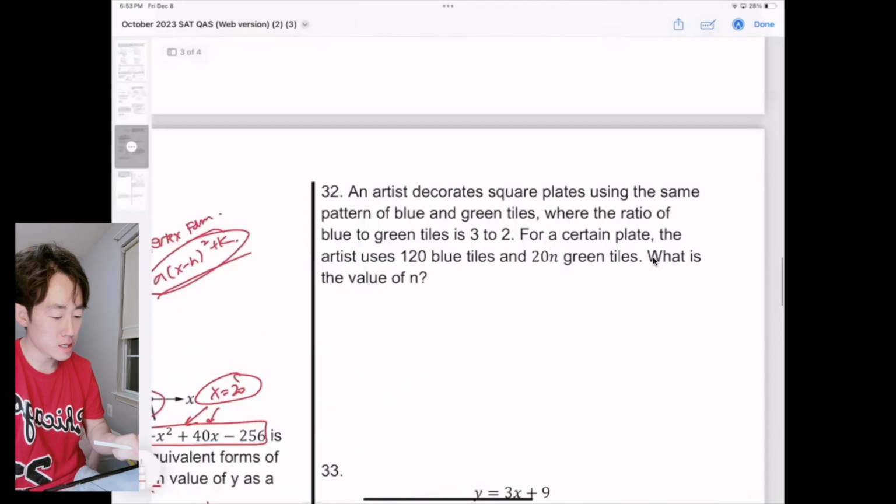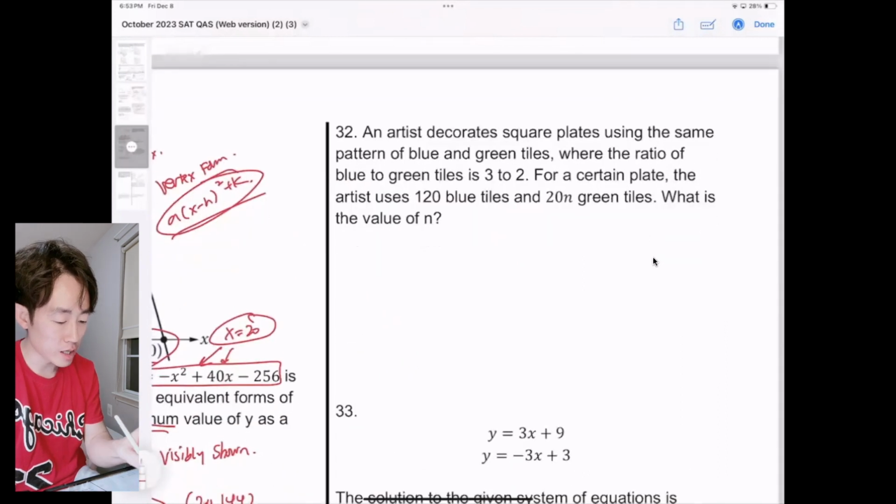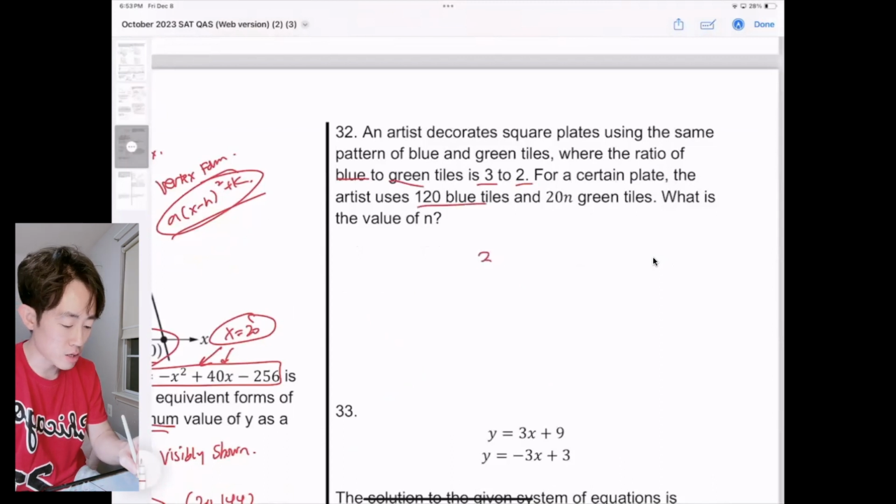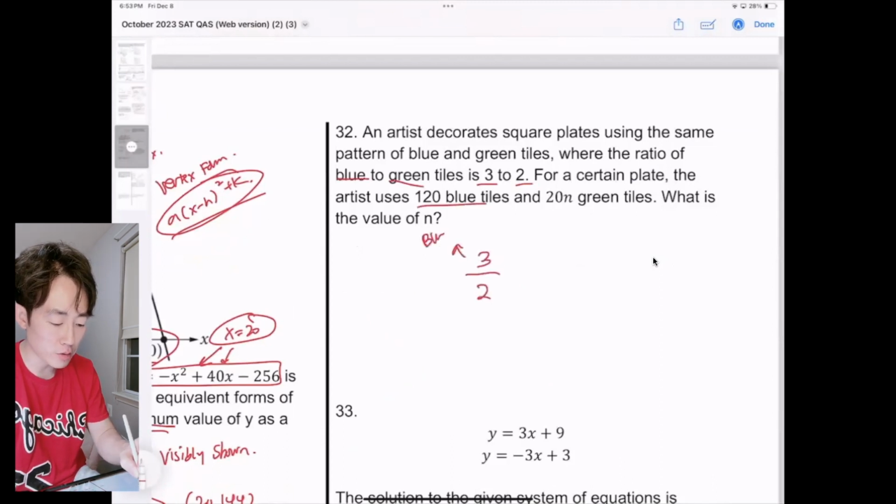Number 32, an artist decorates the square's plates. The ratio of blue to green is 3 to 2. Artist used 120 blue tiles. All right, 3 to 2, again, label. Blue is 3, green is 2.